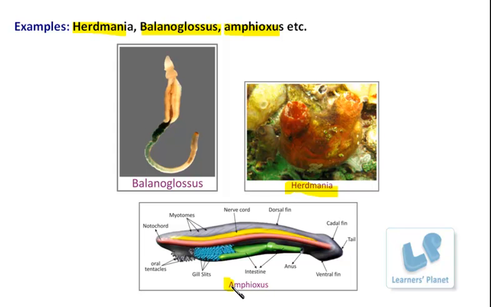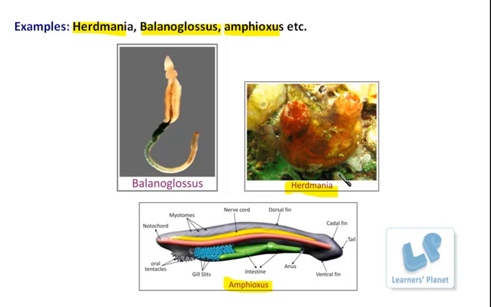The next organism is the Amphioxus. Now then, just a second, I must say one more thing: the organisms in which the notochord is present only in the tail part are known as the urochordates. As I'm saying, in this Herdmania, the notochord is present in the tail region, and the tail is absent in the adult stage. So now you can imagine that this will belong to the subgroup known as the Urochordata.